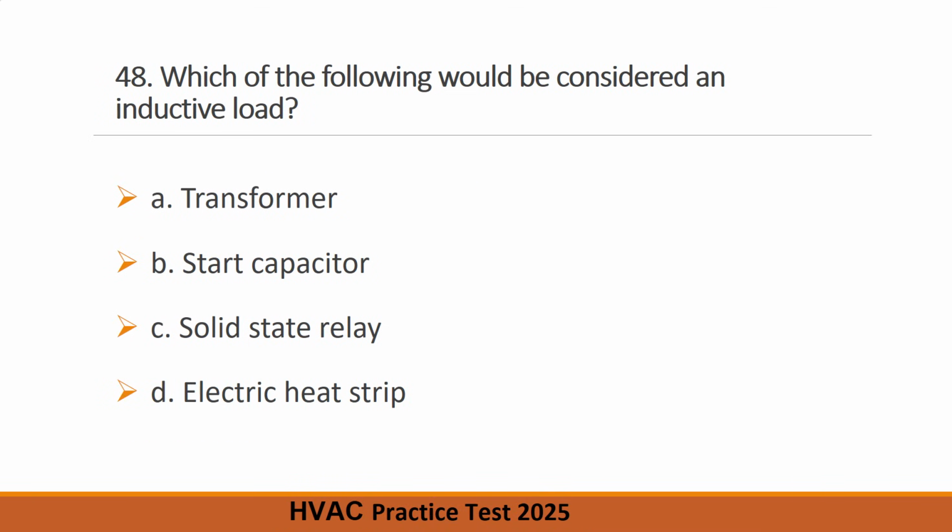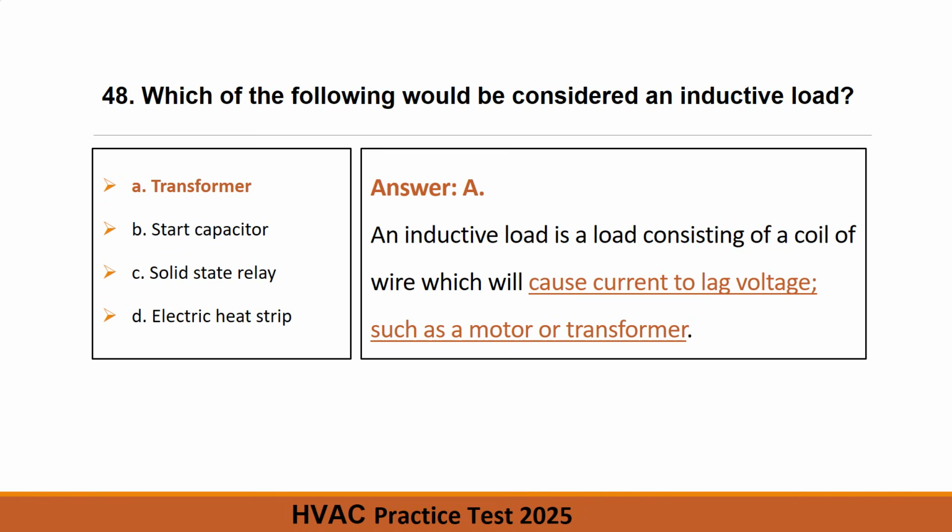48. Which of the following would be considered an inductive load? A. Transformer. B. Start capacitor. C. Solid-state relay. D. Electric heat strip. Answer, A. An inductive load is a load consisting of a coil of wire which will cause current to lag voltage, such as a motor or transformer.